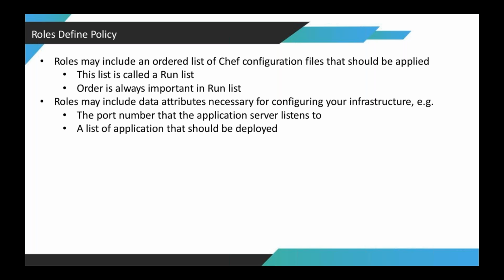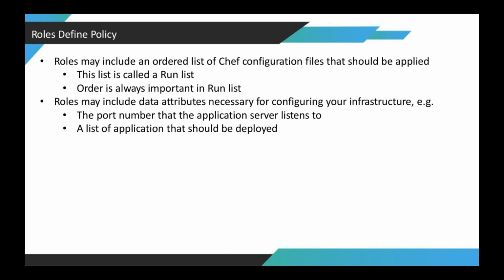Now, roles may contain the ordered set of configurations which has to be applied inside the run list. This list that has to be applied to the roles is called the run list, and it is ordered. So whatever recipe we have described first inside the run list will be applied first, and then the second one, and so on.